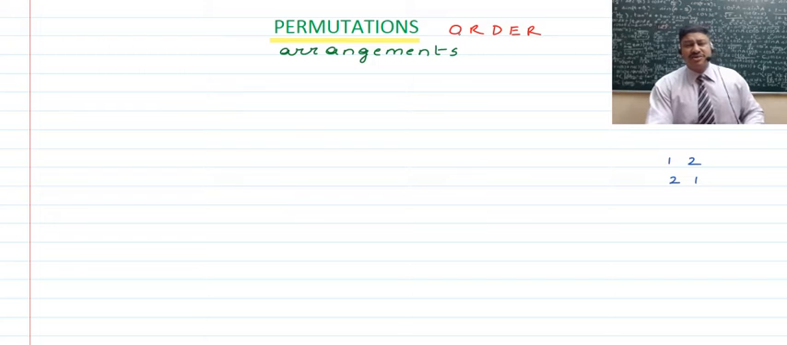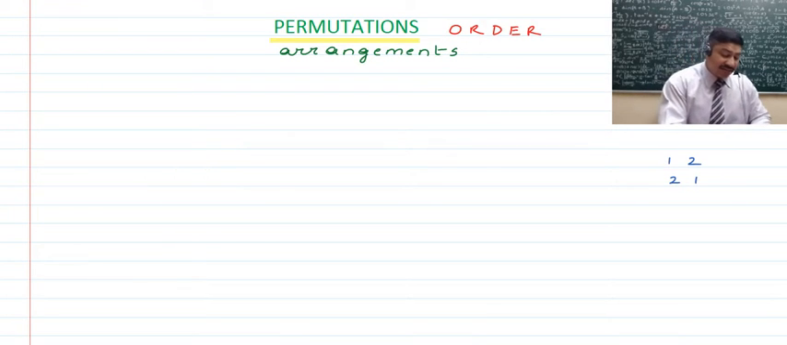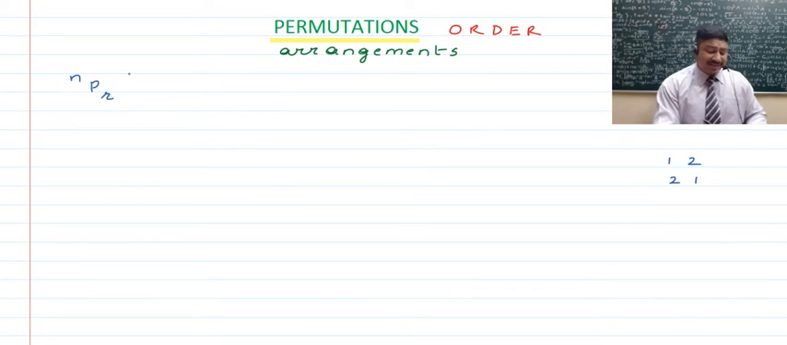Now remember, children, if suppose you have n objects and you have to find out the number of permutations taken r at a time, that means n is a larger number and r is a smaller number, and given n objects, if r objects are taken at a time and you have to find out the number of arrangements, then it is given by nPr, right?